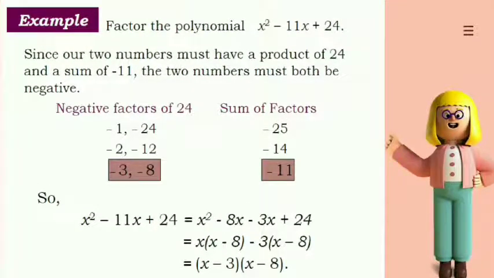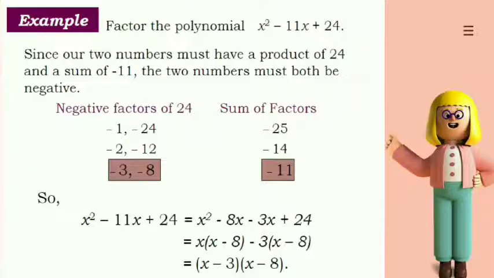Another example, factor the polynomial x squared minus 11x plus 24. Since our two numbers must have a product of 24 and a sum of negative 11, the two numbers must both be negative. So we have the negative factors of 24: negative 1 and negative 24. If we add, that will be negative 25, so that is not the answer. Let's try another one. Negative 2 and negative 12. If we add, that will be negative 14, and that is not possible. If we do negative 3 and negative 8, then that will be negative 11.